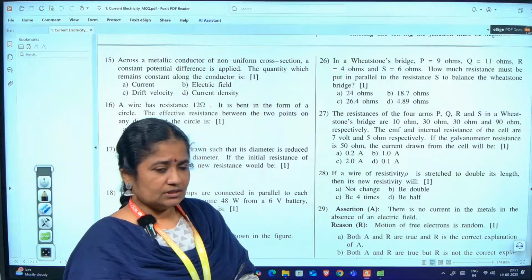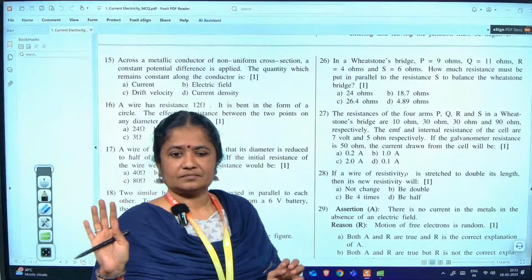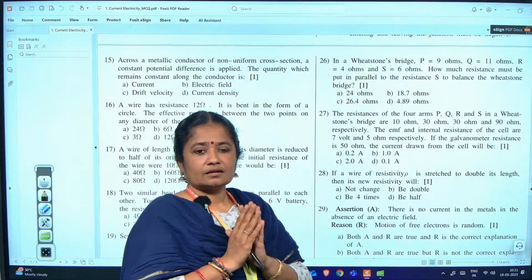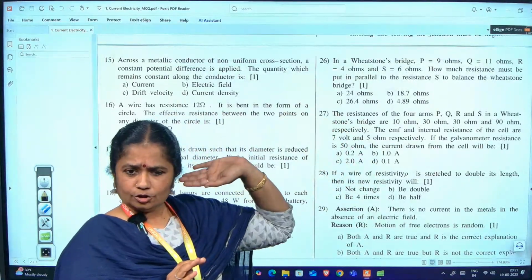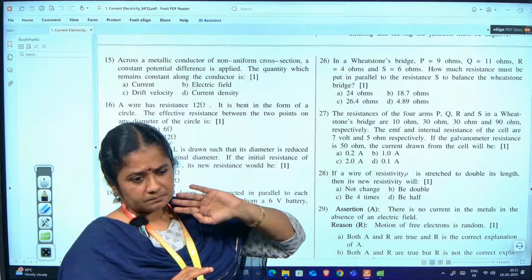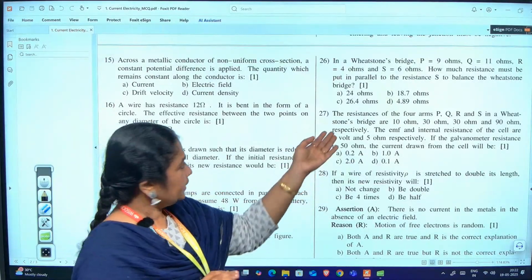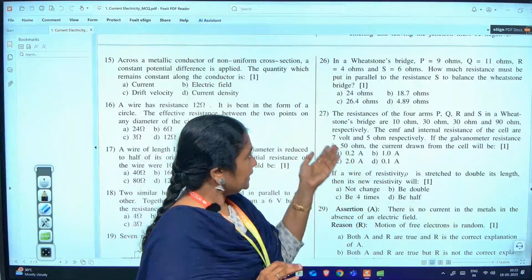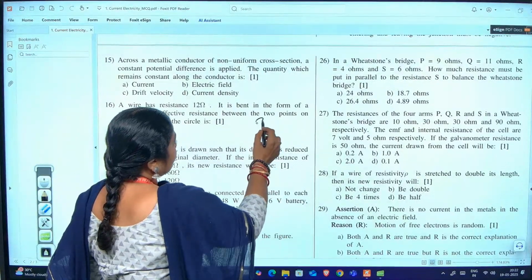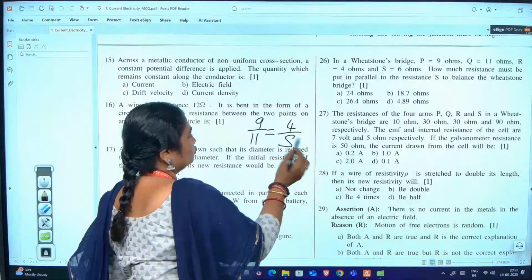P by Q is equal to R by S must hold. But they have already given 6 ohms in S, forget that. Calculate how much total should have been in S. Forget that they have given you the value of S. If they had not given you the value of S, how would you approach the sum? The ratio should be same. P by Q must be equal to R by S. What is P by Q? How much is P by Q? 9 by 11 should be equal to R by S, 4 by some value.